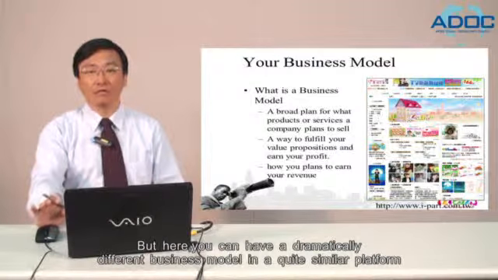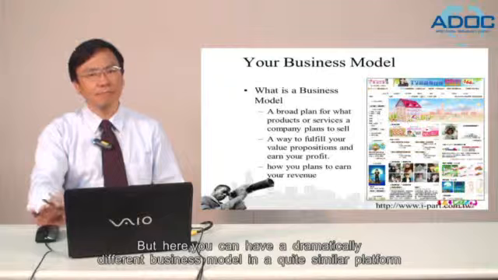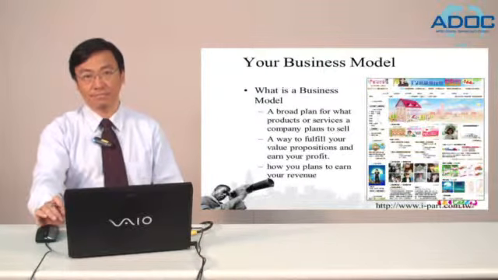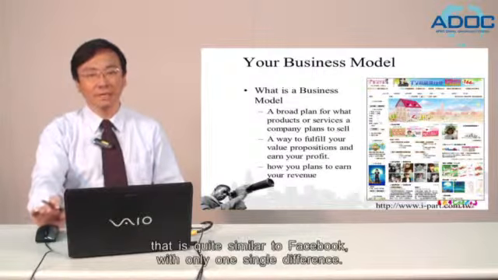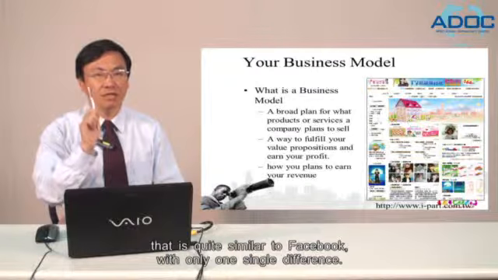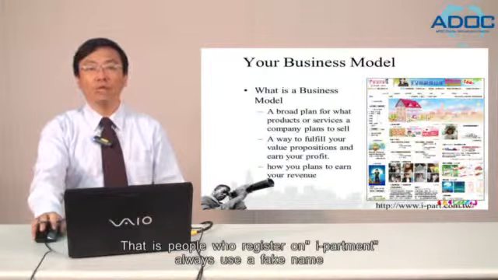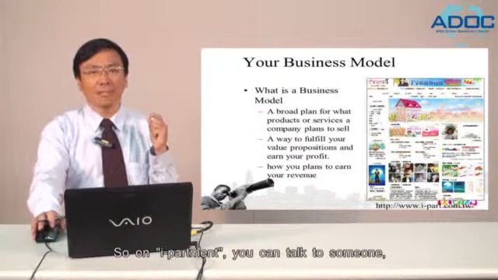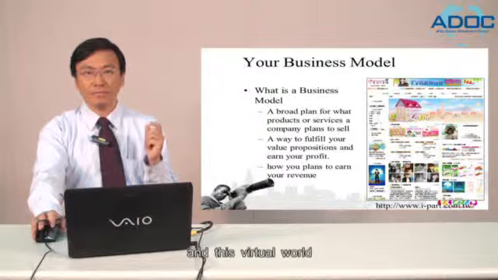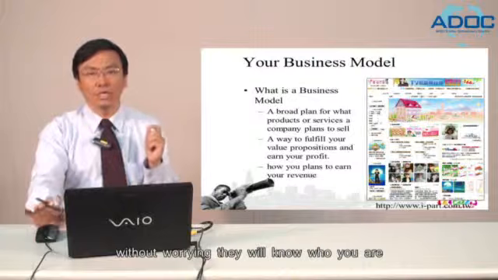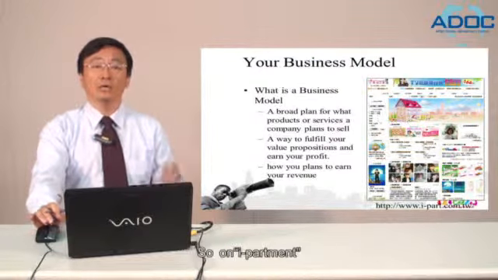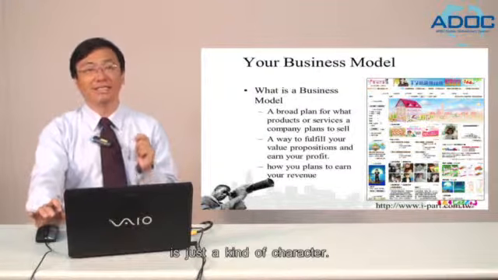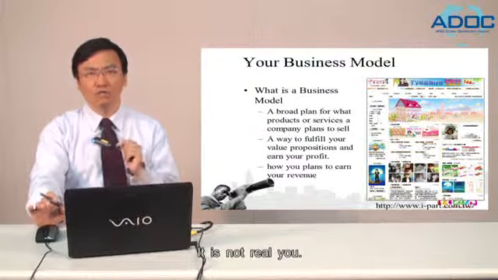But here, you can have a dramatically different business model on a quite similar platform. In Taiwan, there is a similar social networking platform called iPartment. iPartment is quite similar to Facebook, with only one single difference. That is, people who register on iPartment always use a fake name. So on iPartment, you can say anything you want to someone, in this virtual world, without worrying that they will know who you are. So in iPartment, you can do a lot of crazy things because the one you play in this virtual world is just a kind of character. It is not the real you.